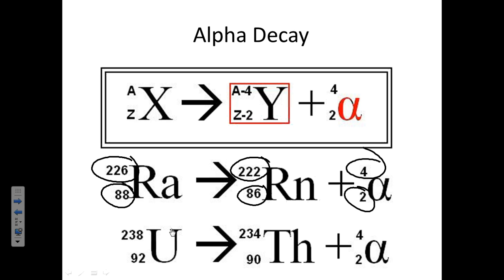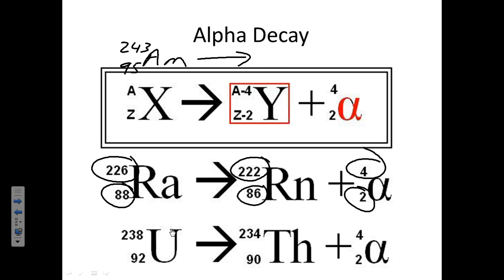So you might get a question something like this. Say you had americium, and let's say it's 95, 243, and I told you to write out the equation for the alpha decay of that element.